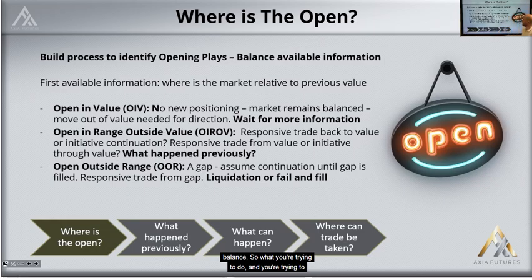So what you're trying to do, and I'm going to try and create a bit of a framework here, a process to judge any kind of open and gauge the information that you're getting. Now, you can have three places that a market can open, and what you've got to try and do is balance the information that you get.